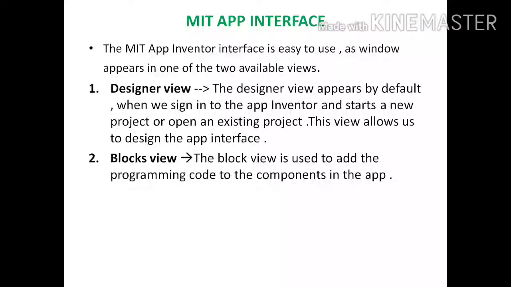What is a block view? The block view is used to add the programming code to the components in the app. There are different types of components you embed into your application. Now, how do these components work? To add the functionality to the components, we add programming code. Where do we add that programming code? We add the programming code in the block view.